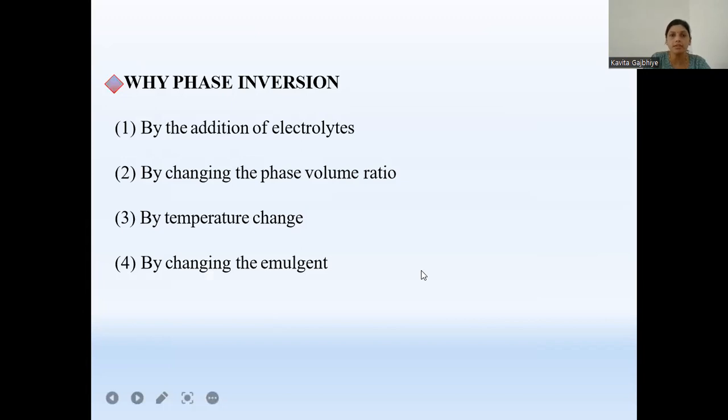And why does phase inversion occur? Because of the addition of electrolyte, changing the phase volume ratio, temperature changes, and changing the emulgent property.